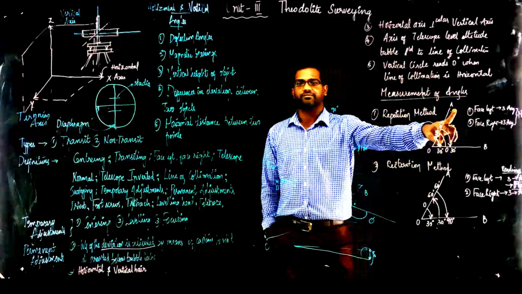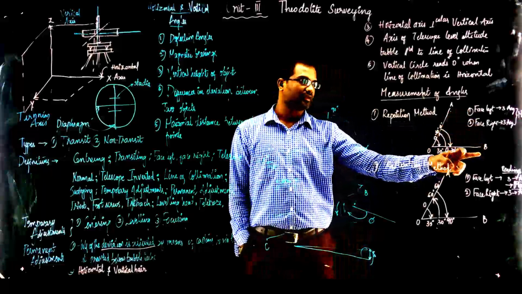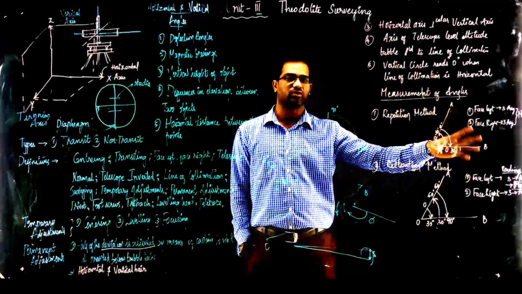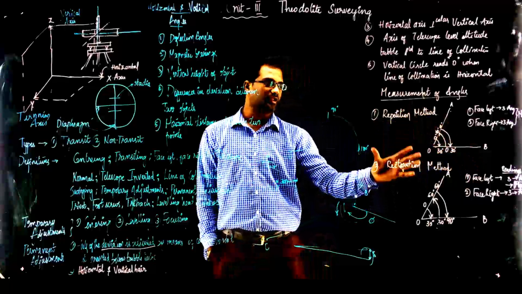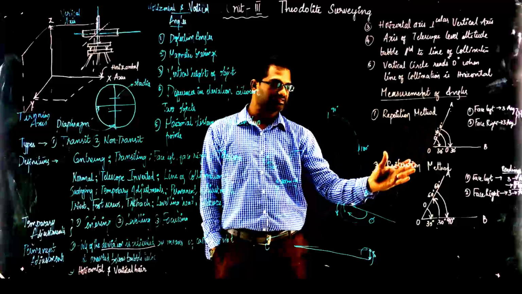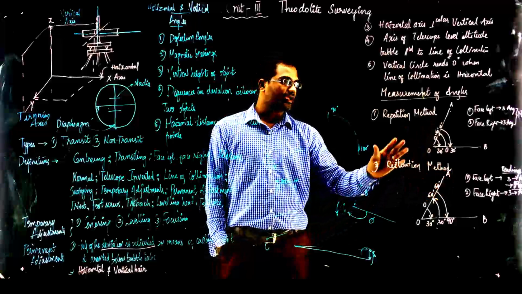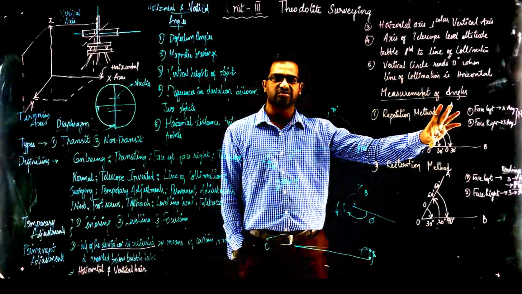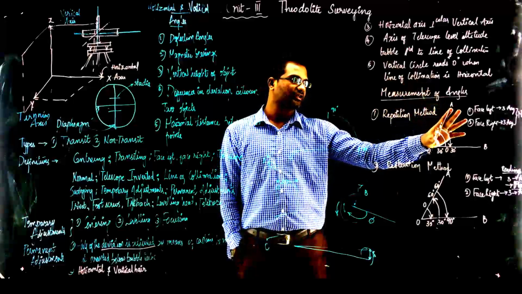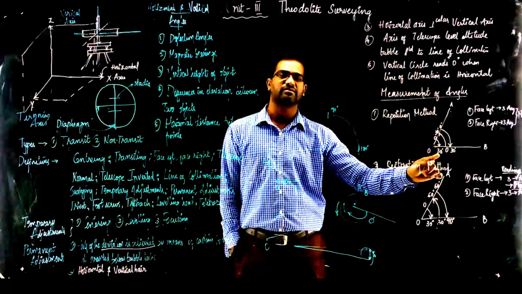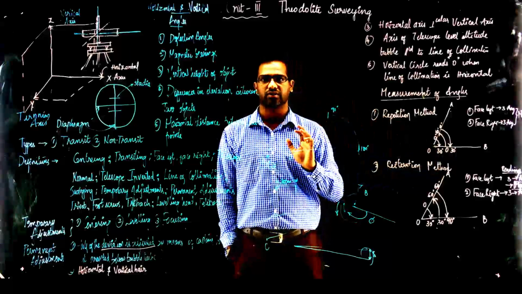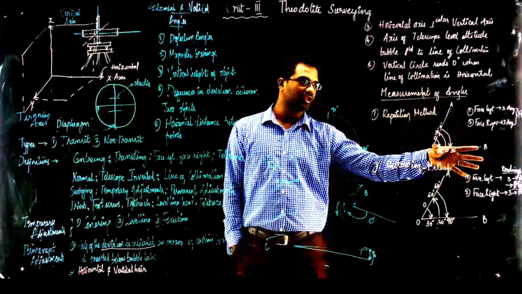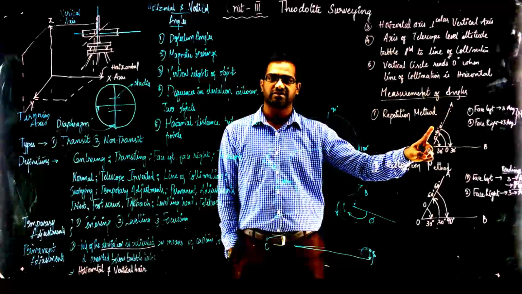Now I have a station A, a station B, and an instrument station at O. I am supposed to calculate the angle AOB. There are 2 methods: one is the repetition method, the second is the reiteration method. In the repetition method, first we set station A to 0, 0 and start measuring to B, and we get some angle, let us say 30 degrees. I'll set B as 0, 0, then measure to A. It should give the same angle.